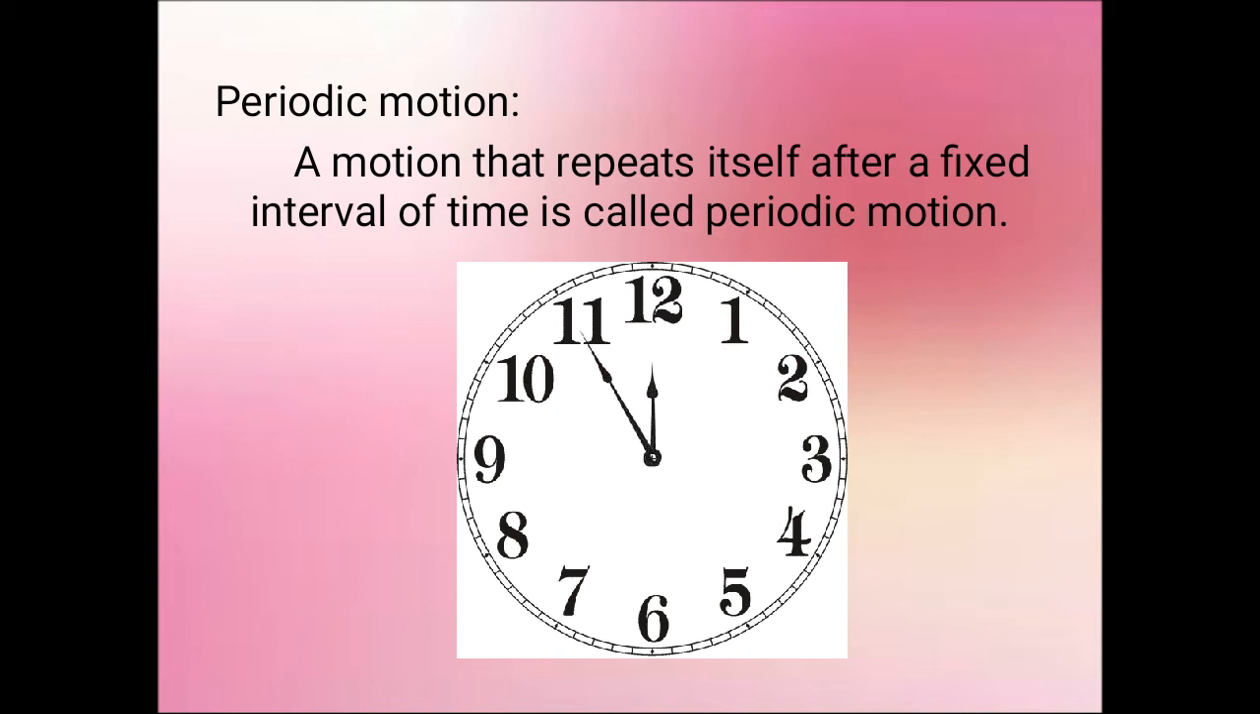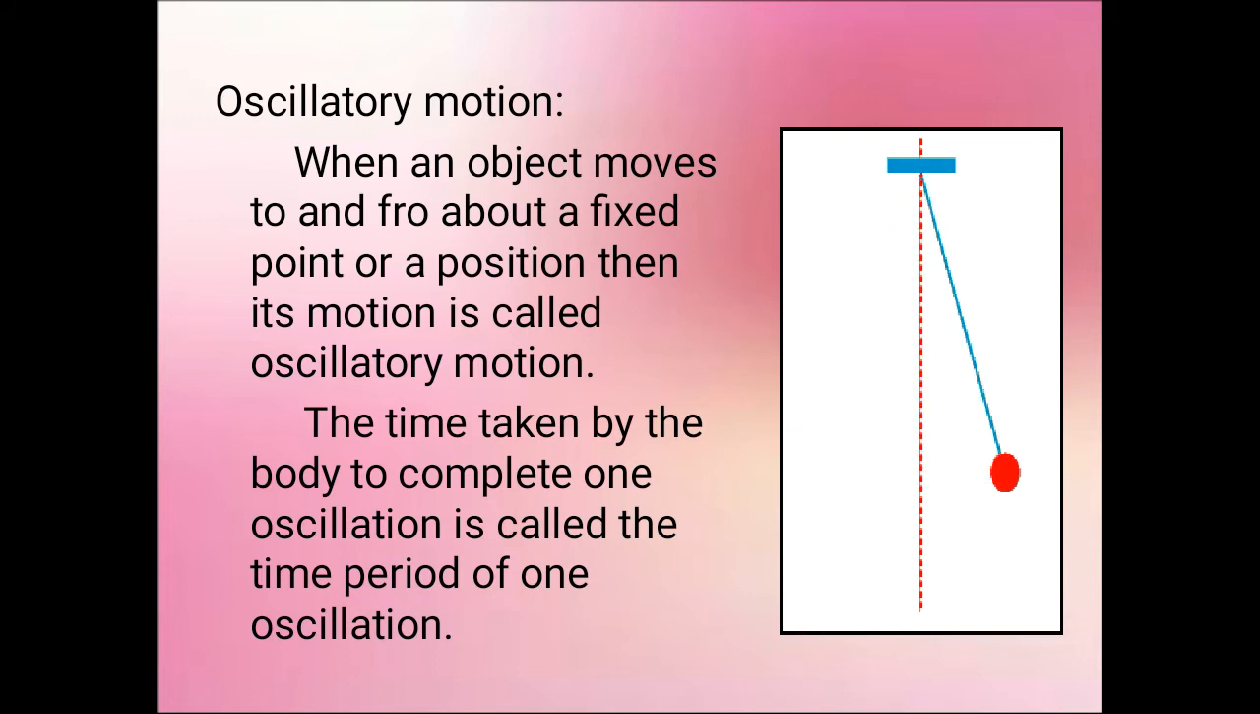Okay, so example, watch. The clock will repeatedly do its action after a correct interval of time. Okay, after a periodic interval of time, so the clock is said to be in periodic motion, right?